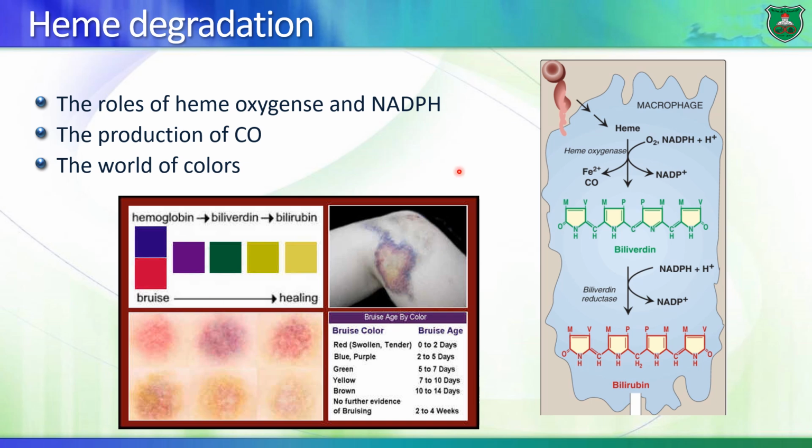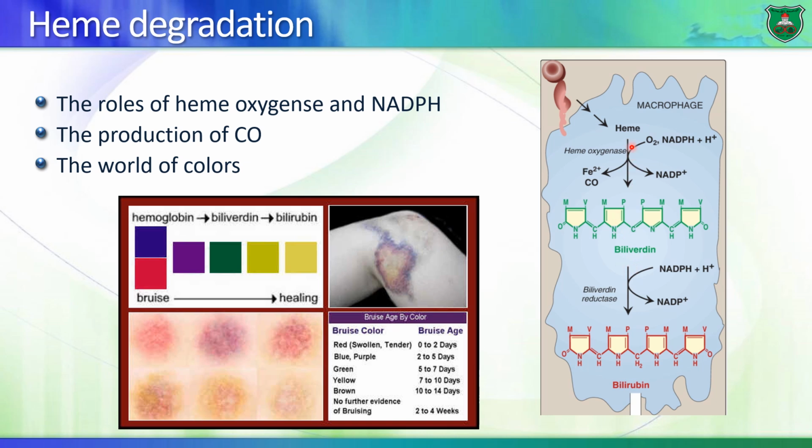And this is done through a number of reactions. The first reaction is very important. It's catalyzed by the enzyme heme oxygenase. We already talked about heme oxygenase in the previous lecture. Now, heme oxygenase metabolizes heme into a product known as biliverdin.